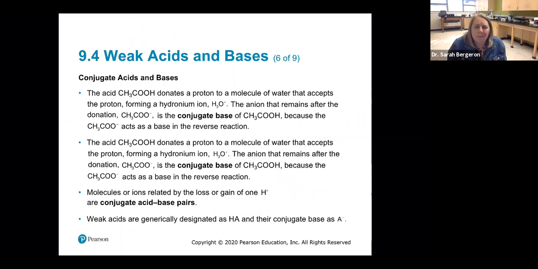We look at them so that we can see what happens in a forward direction and what happens in a reverse direction. And so we call them conjugate acid-base pairs. And the only difference between a conjugate acid-base pair is the loss or gain of one hydrogen ion. That's it. So we usually write weak acids in general as whatever the formula of the acid is plus an H, and then the ion is the form without the H, so it is negatively charged. So we call the acid HA, and we call the conjugate base A minus because that's the ion.